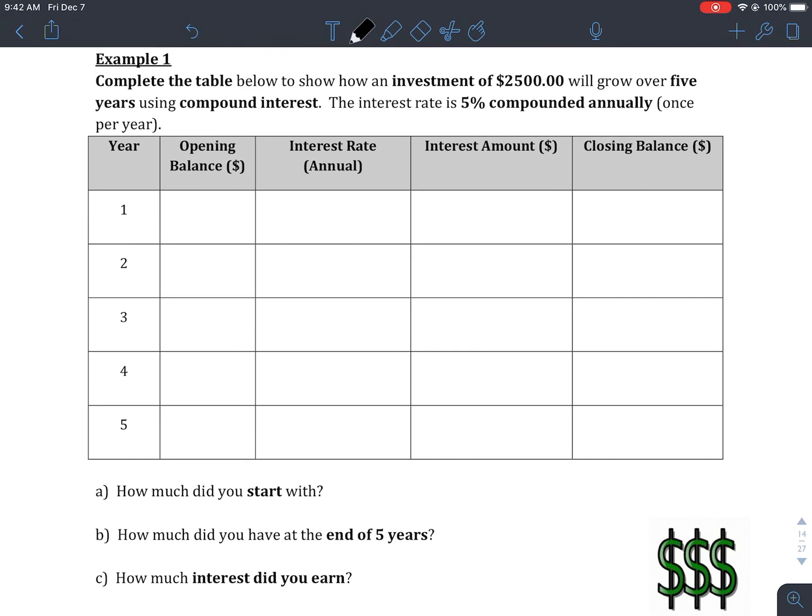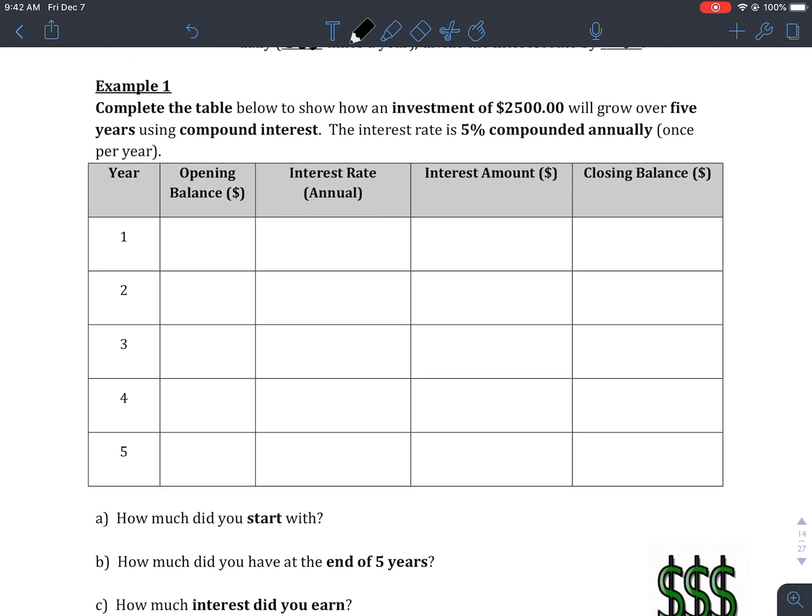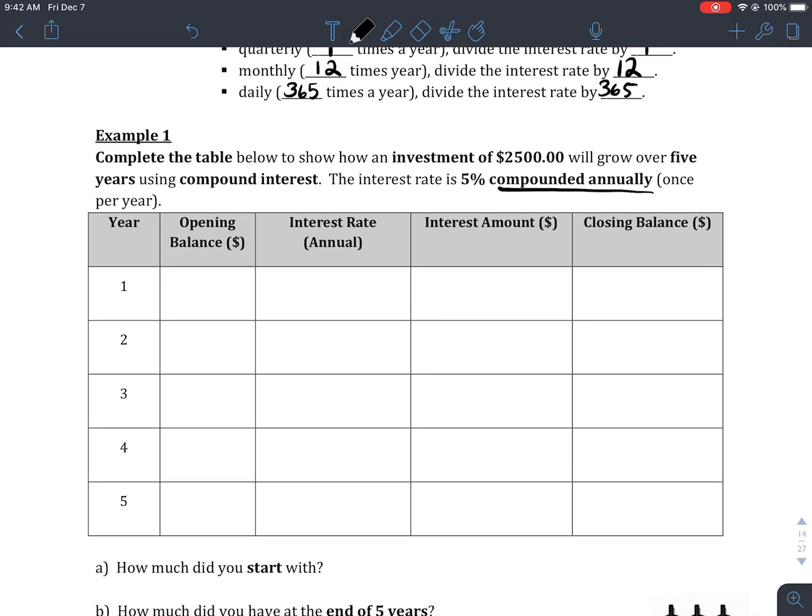Example 1 says, complete the table below to show how an investment of $2,500 will grow over 5 years using compound interest this time. The interest rate is 5%, and it's compounded annually only, so we don't have to divide it since it's only once per year. So the first square in this table is going to be our $2,500 principal amount. The interest rate as a decimal is 0.05.